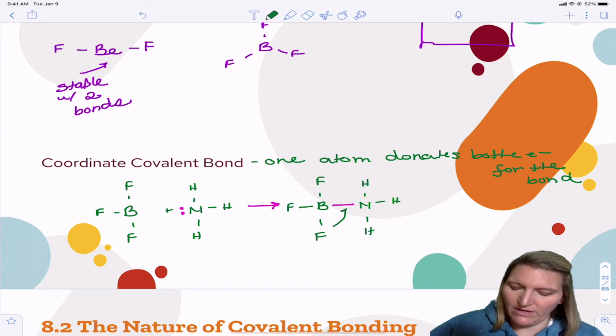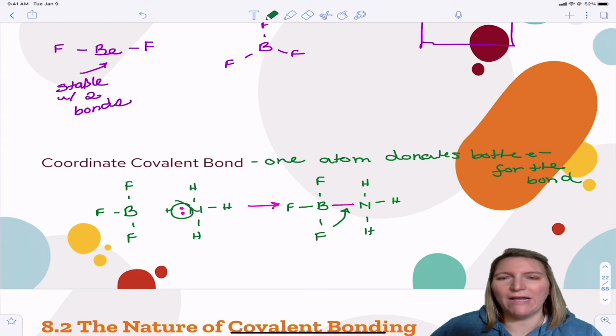And if you think, where did the electrons come from that bond? They're these electrons, right? One atom donated both electrons for the bond. That gives boron a full octet. Remember, boron is an example of an incomplete octet. It can be pretty stable with just 3 bonds, but it could also be stable with 4.